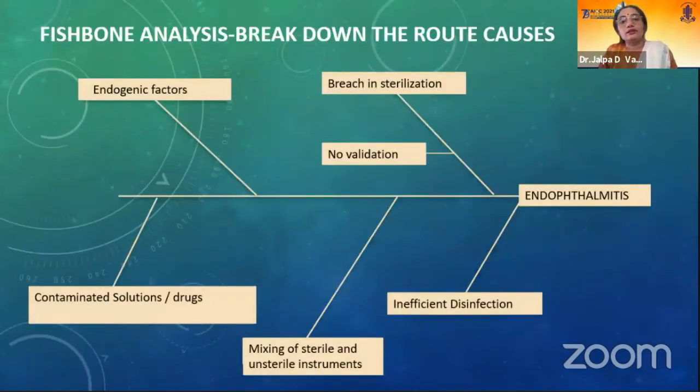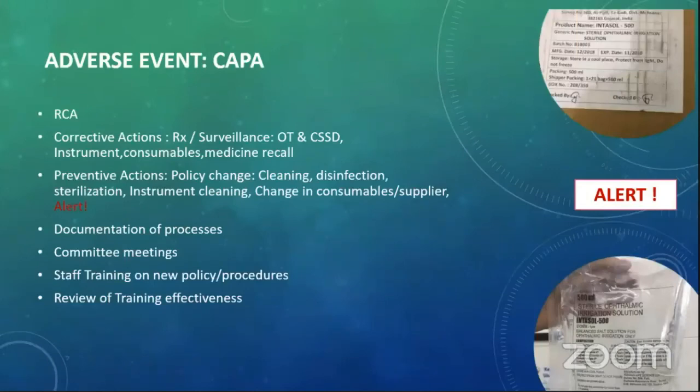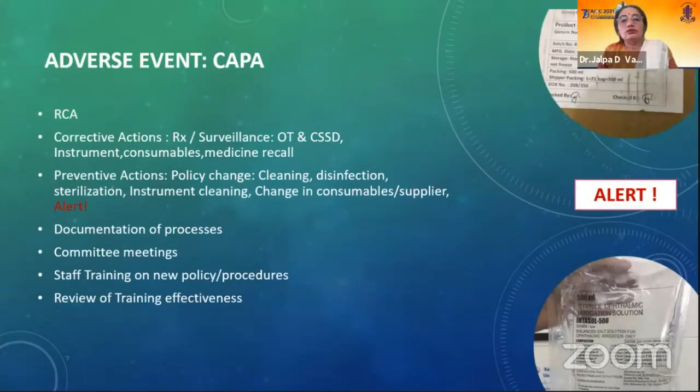Fishbone analysis. This is another kind of analysis. Already Dr. Deepak had shown one slide. Here you can further break down the causes. Say no validation of autoclave happened, which leads to a breach in sterilization. Endogenic factors, like the patient didn't reveal any history of chronic disease, or physician fitness was not obtained. In contaminated solution, the BSS bottle was not checked for visible dirt. Inefficient disinfection, where the disinfection protocol is not being followed and dilution protocol is not standardized, or AHU failure. So now by doing RCA, we'll be able to find out the failures.